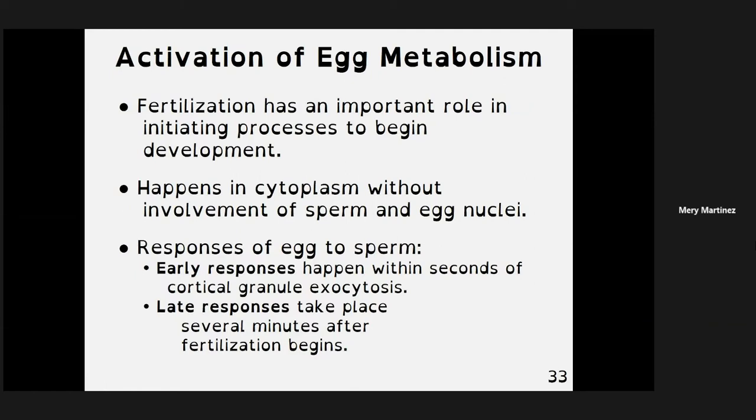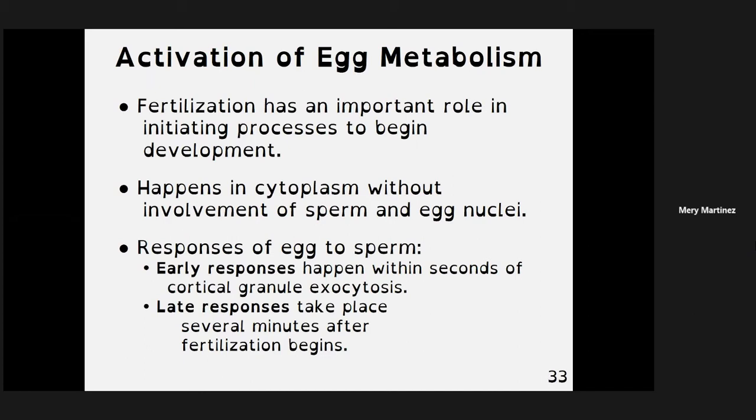So we think of fertilization as only a means to unite two haploid cells, but it has an equally important role in initiating the process that begins development. Just because a sperm got into that egg doesn't mean that it will become a zygote. The egg needs to get out of the arrest stage it was in, right? Remember? And it needs to start generating all the machinery that is required for the formation of the embryo. So these events happen in the cytoplasm without the involvement of the nuclei.